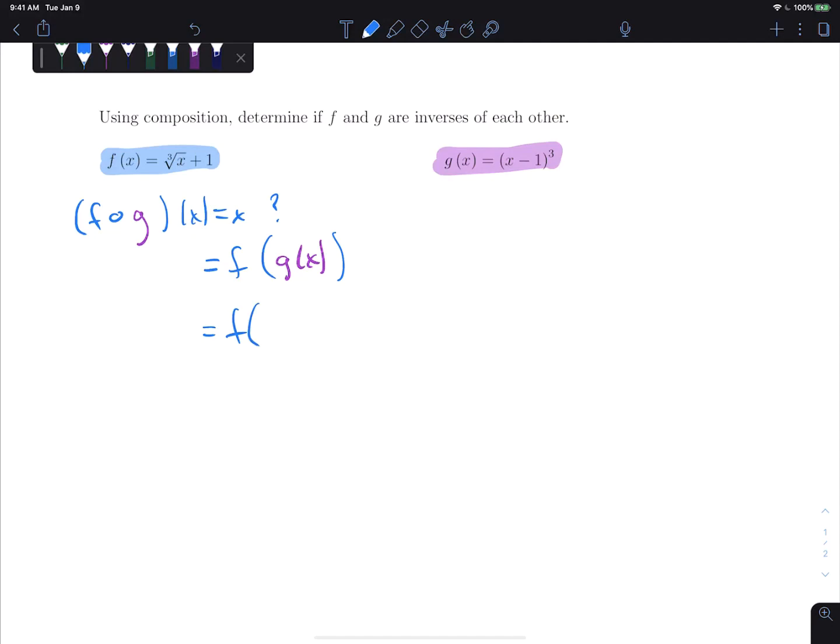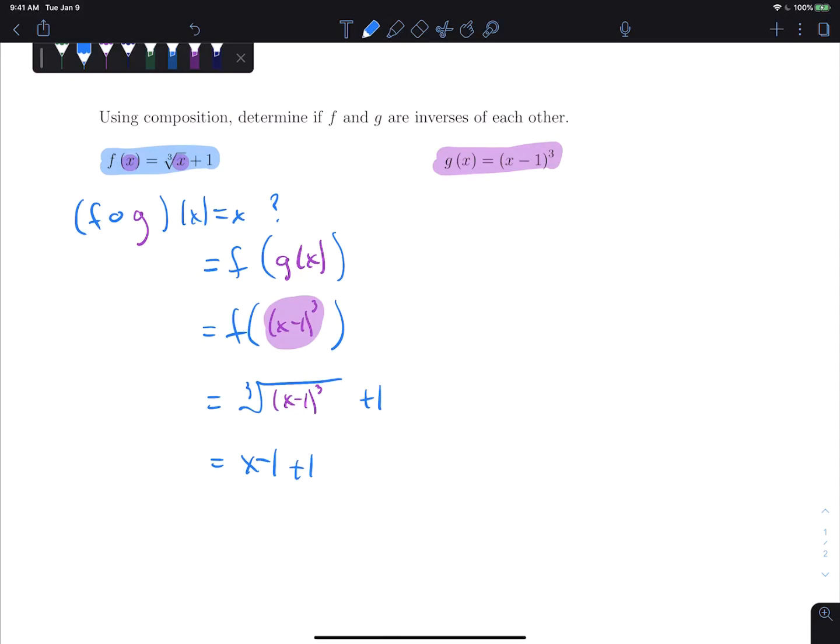We're going to replace the g of x with the entire x minus 1 cubed. And then we're going to take what we just figured out in here and plug it into the f function for all the x's. So that means that we're going to get the cube root of the entire x minus 1 all cubed, plus 1. And notice that the cube root and the cube cancel each other because they're inverse functions of each other. And what we're going to get is simply x minus 1 from that. And then we have plus 1 at the end.